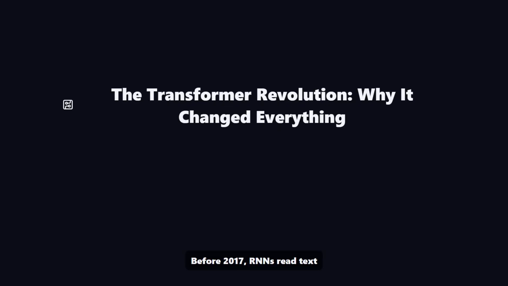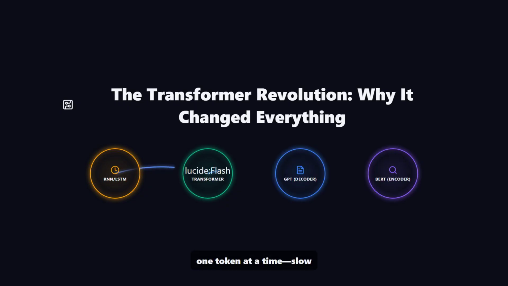Before 2017, RNNs read text one token at a time, slow and forgetful. The Transformer paper introduced self-attention, processing all tokens in parallel. Remember this for the exam. Transformers unlock GPT and BERT by ditching recurrence entirely.